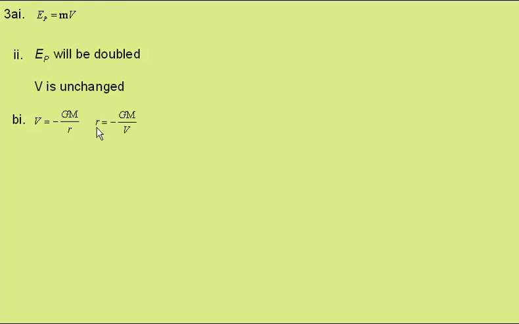We can rearrange this to give the radius or distance of the orbit from the centre of mass as this expression. The gravitational constant is on the formula sheet, as is the mass of the Earth, and this is the gravitational potential from the question, giving a distance of 3.3 times 10 to the 7 metres.